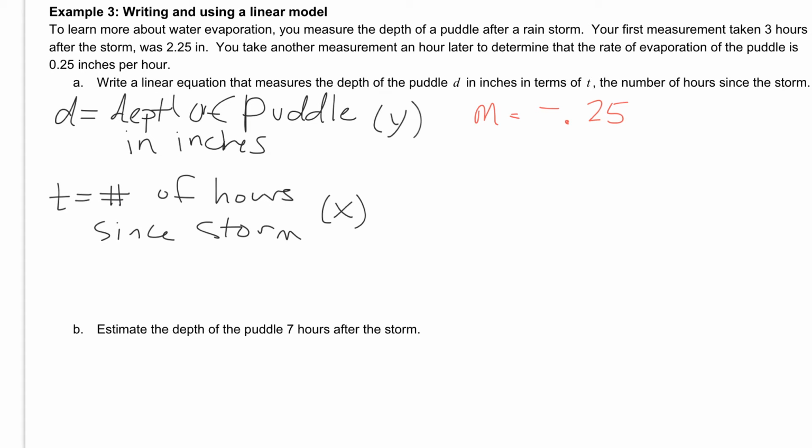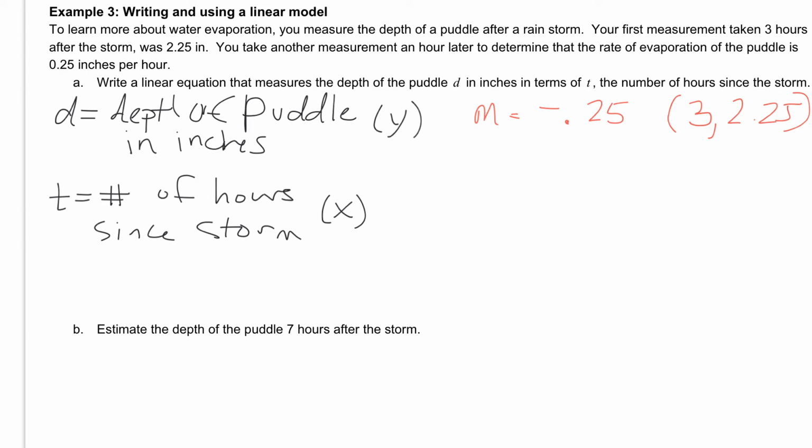The other thing we're looking for is that y-intercept. Do we have a y-intercept, which means we would need a starting point? So if we're talking about the depth of a puddle after a storm, do we know right after that rainstorm how much water was in that puddle? And the answer to that is no. If you look through here, it doesn't tell us what that was. However, it does tell us that we have a measurement 3 hours after the storm, which was 2.25 inches. It's comparing your T and your D, so the number of hours with the depth of a puddle. That represents an ordered pair. So we have an ordered pair that at 3 hours, the puddle was 2.25 inches.